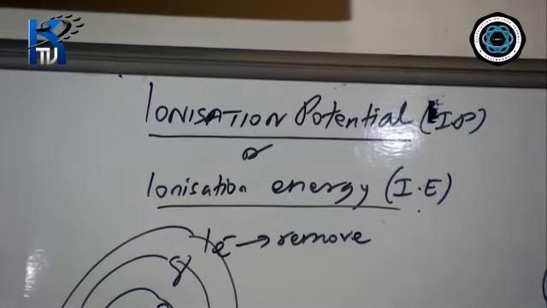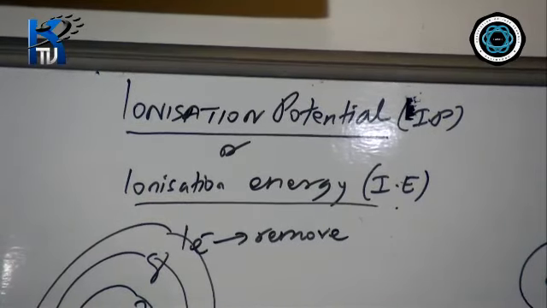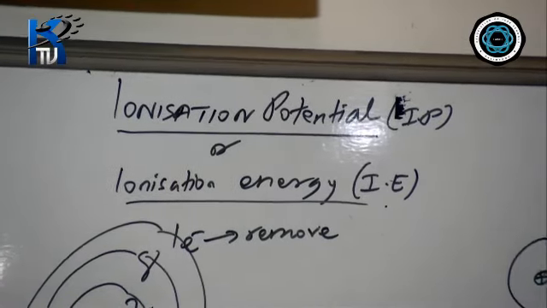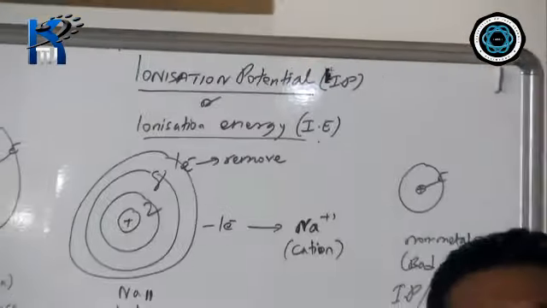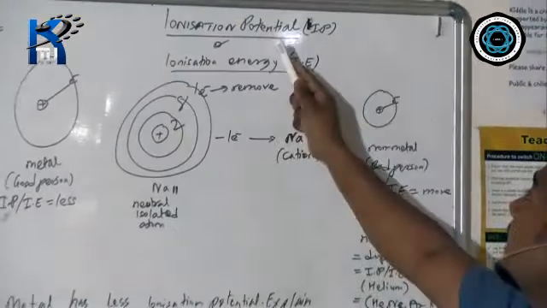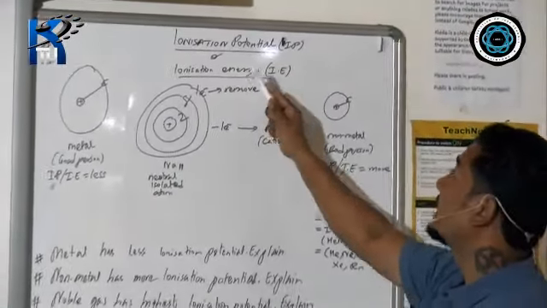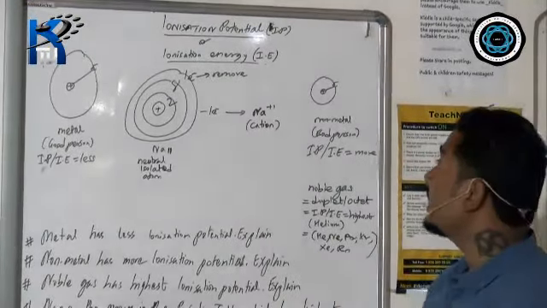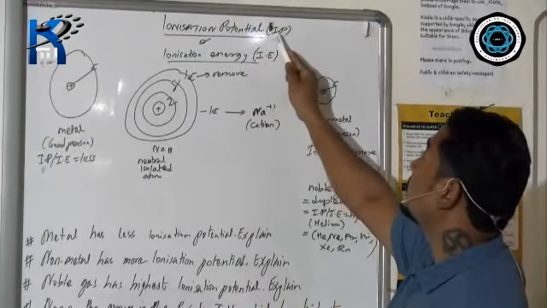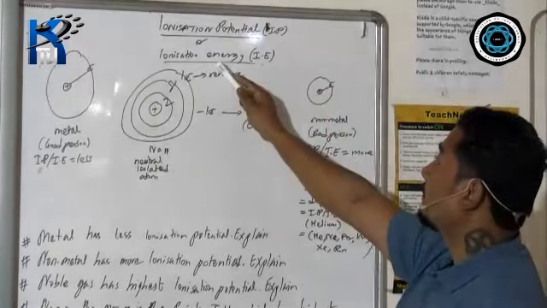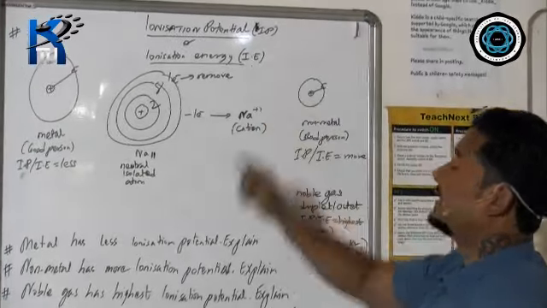Okay, I'd like to give you one more name for this which is not there in the book. Mostly the CBSE students use that, and that is ionization enthalpy. So whether it's ionization potential, ionization energy, or ionization enthalpy, all three mean the same. The abbreviation for ionization potential is capital I and P, and for ionization energy it is capital I and E.